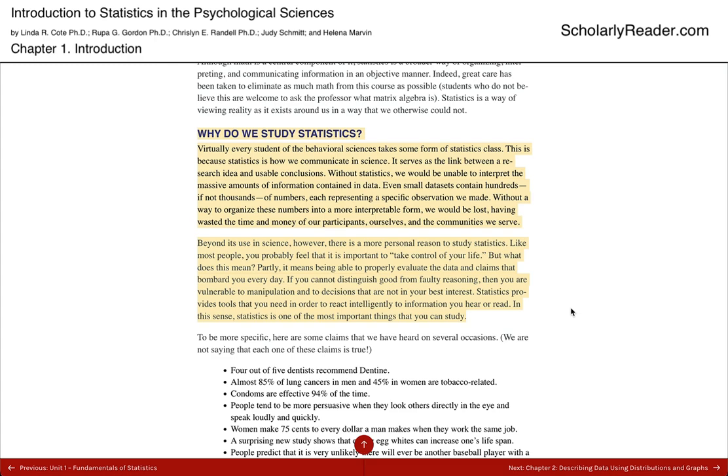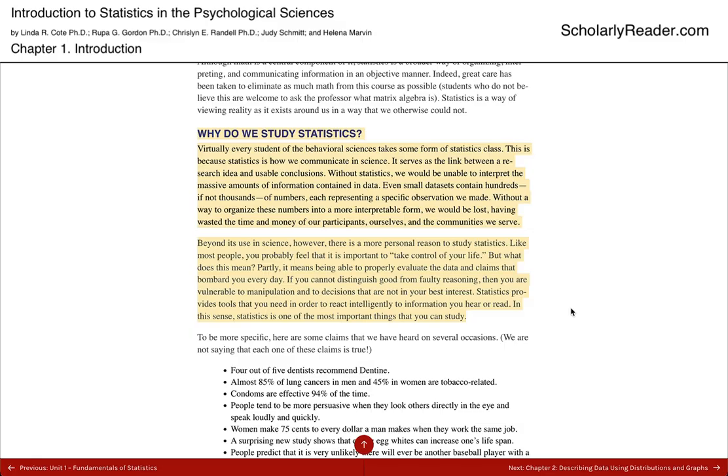Without a way to organize these numbers into a more interpretable form, we would be lost, having wasted the time and money of our participants, ourselves, and the communities we serve. Beyond its use in science, however, there's a more personal reason to study stats. Like most people, you probably feel that it is important to take control of your life.